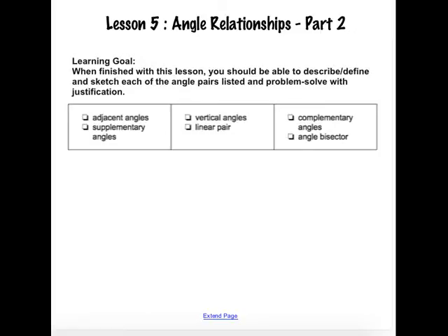Alright, lesson 5, angle relationships. Learning goal: when you're finished with this lesson, you should be able to describe or define and sketch each of the following angle pairs listed and problem solve with justification. We've got adjacent angles, supplementary angles, vertical angles, linear pair, complementary angles, and angle bisector.